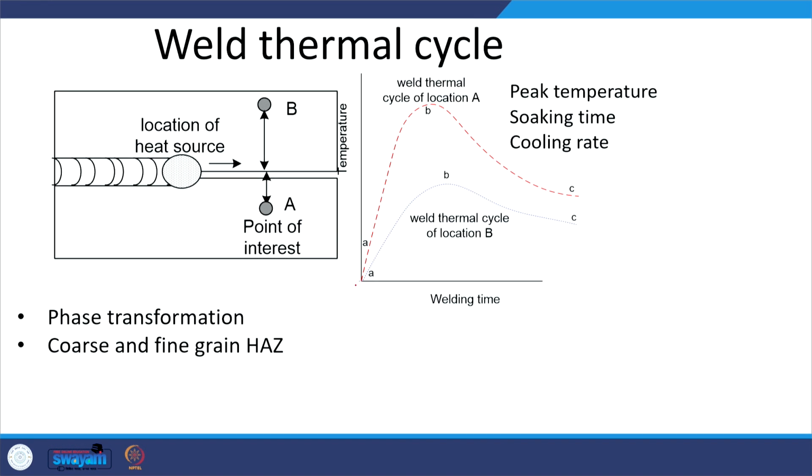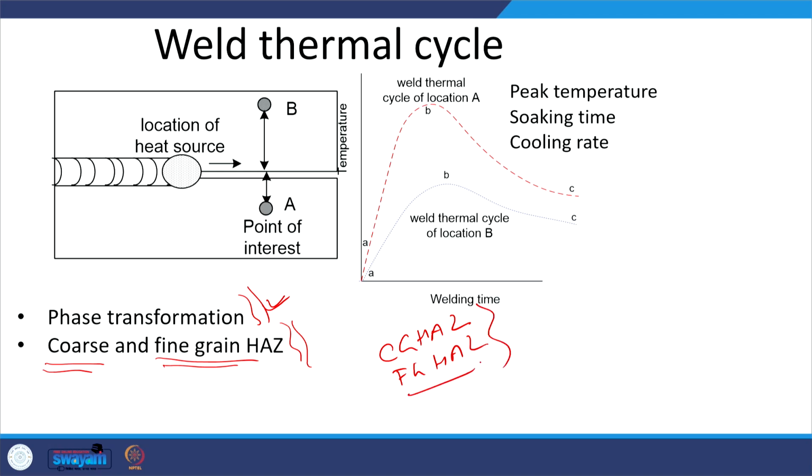So, when we apply heat at a particular point or location close to the fusion boundary, it experiences the weld thermal cycle, and it also experiences a change in phases and a change in grain structure. The zones next to the fusion boundary experience higher temperature for a longer time, so they show coarser grains. The zones away from the fusion boundary experience higher temperature for a relatively shorter time, and that shows fine grain. Accordingly, we have the terms coarse grained heat affected zone and fine grained heat affected zone.